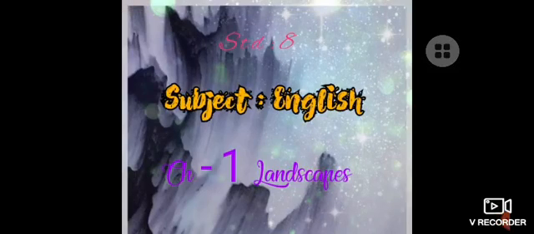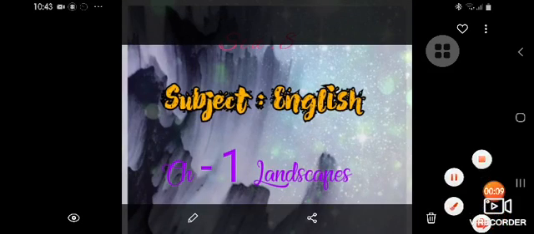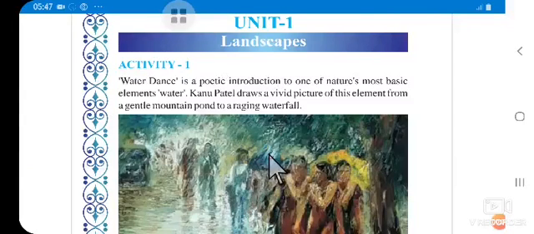Standard 8, Subject English, Chapter number 1, Landscape. Unit 1, Landscape. This chapter is about water and different forms of water. Let's start with Activity 1.